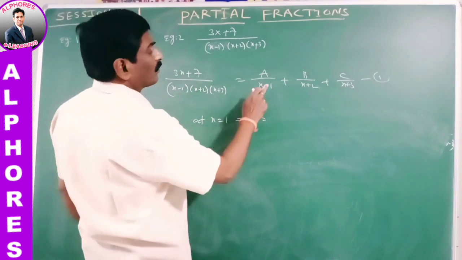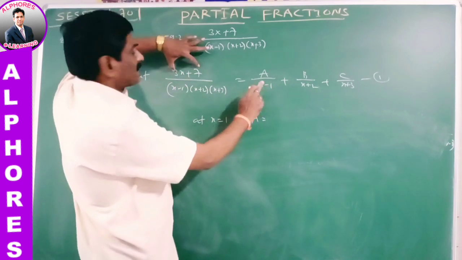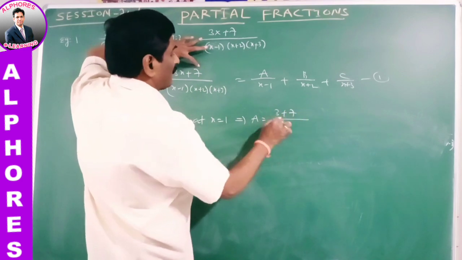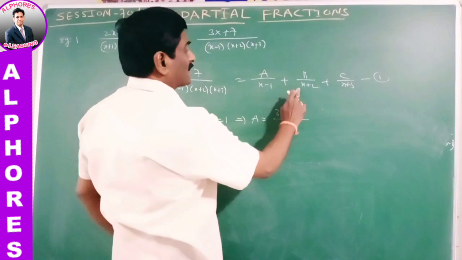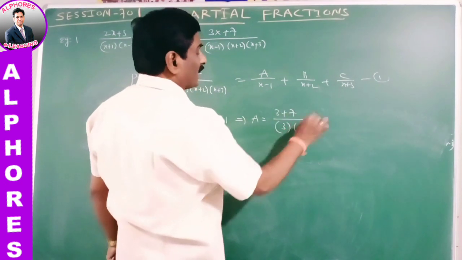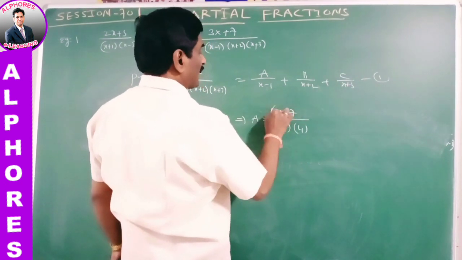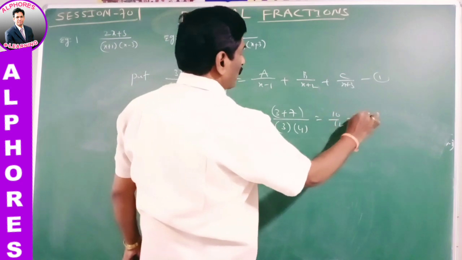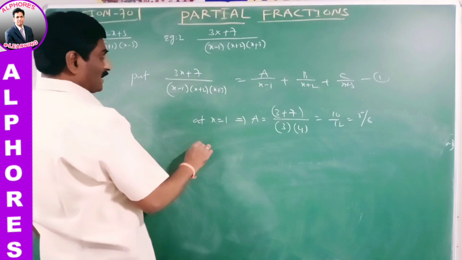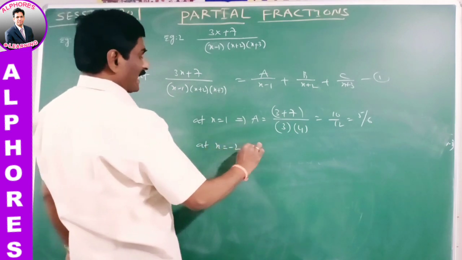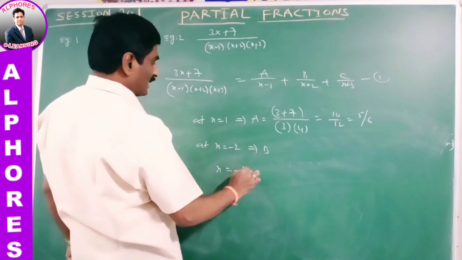A is equal to, put x is equal to 1 in the numerator of LHS. That means 3 plus 7, by, substitute the value of x is equal to 1 in all the remaining denominators. That means 1 plus 2, 3, into, next 1 plus 3, 4. That is equal to 10 by 12, that is equal to 5 by 6. Okay. Next, put x is equal to minus 2, then we get B. At x is equal to minus 3, we get C.